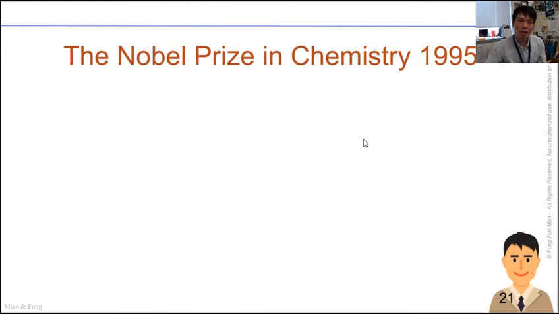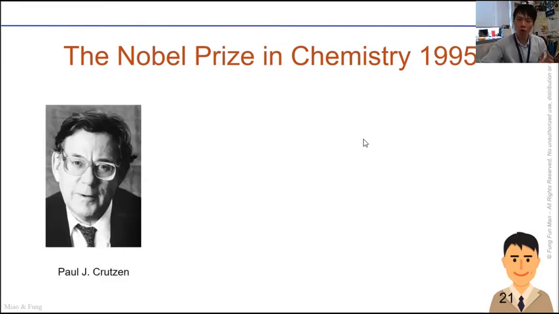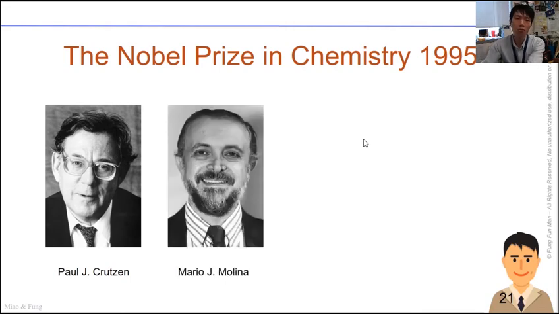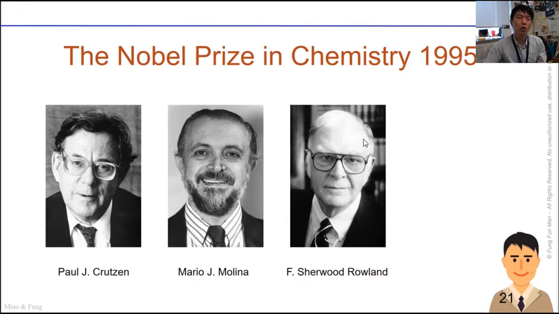Now let's proceed to the next part, about the Nobel Prize in Chemistry 1995. Why is that year important? Because in that year, the prize was jointly awarded to Paul J. Crutzen, Mario Molina, and F. Sherwood Rowland for their work in atmospheric chemistry, particularly concerning the formation and decomposition of ozone.